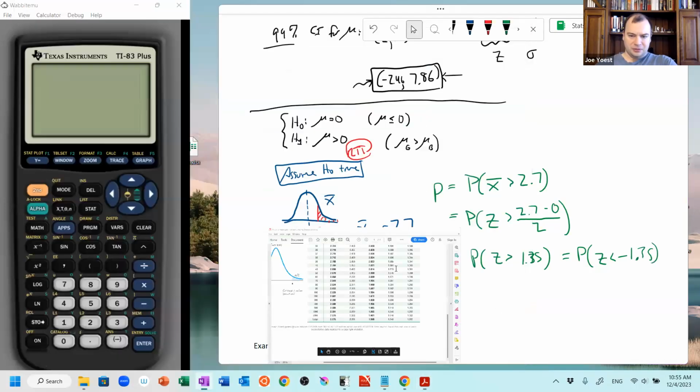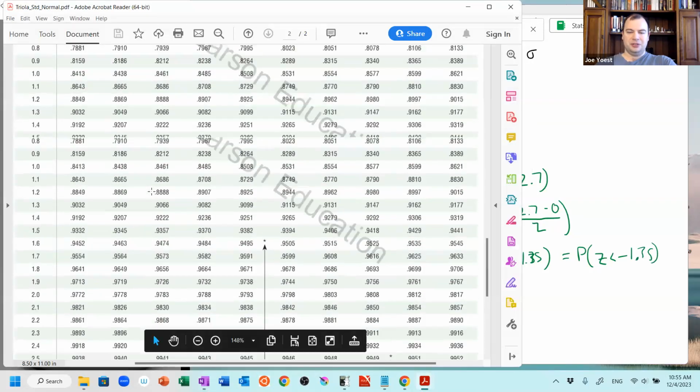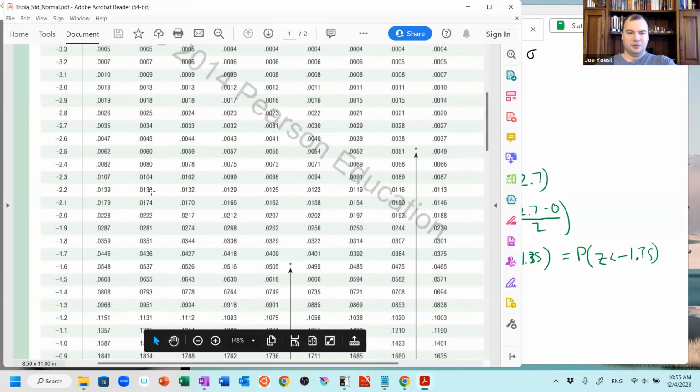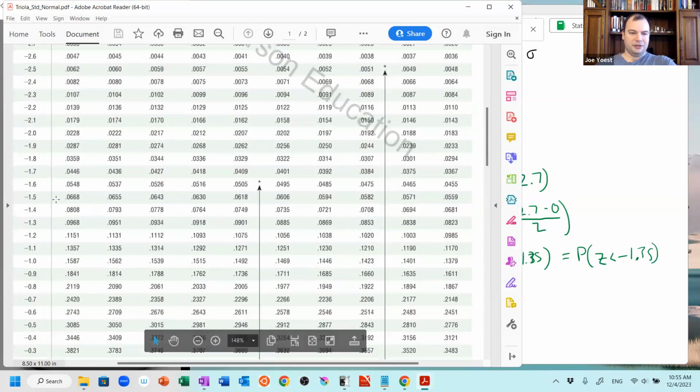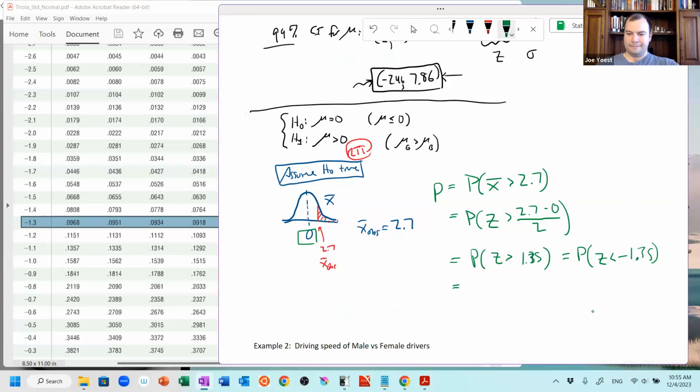And I need Z. Where's my Z table? Probability Z less than negative 1.35. So here's my 1.3 row, 0, 1, 2, 3, 4, 5. So there's my 0.05 column. This is 8.85%.